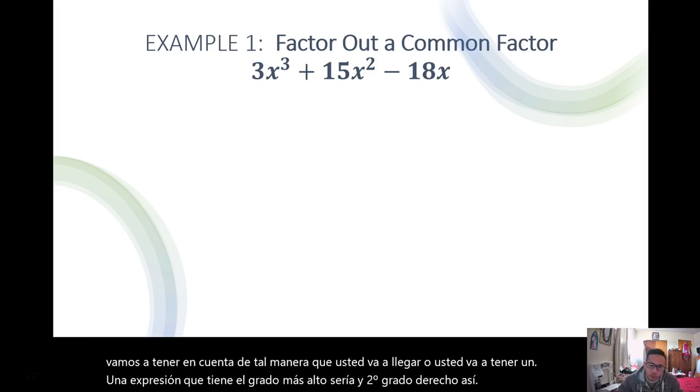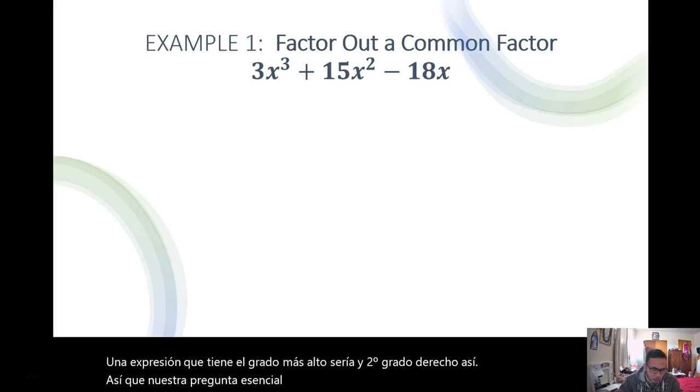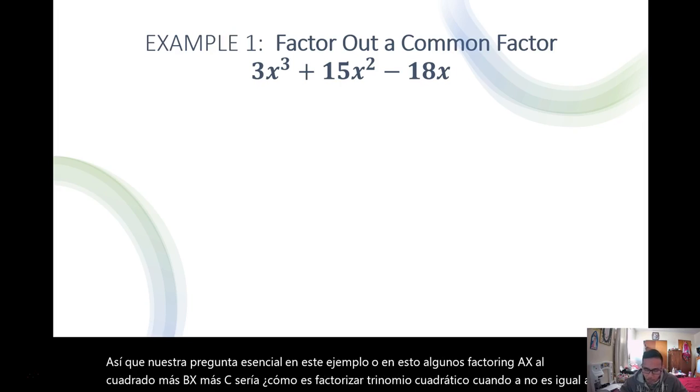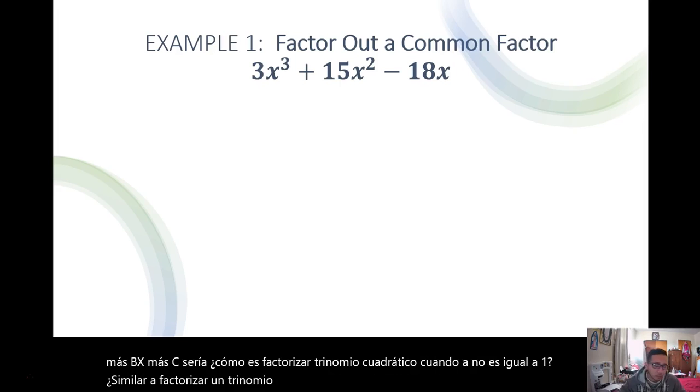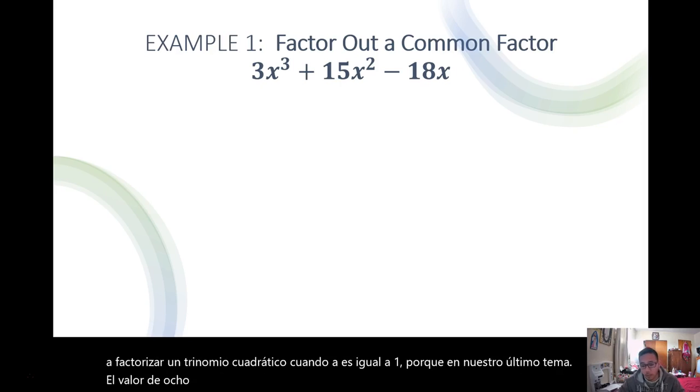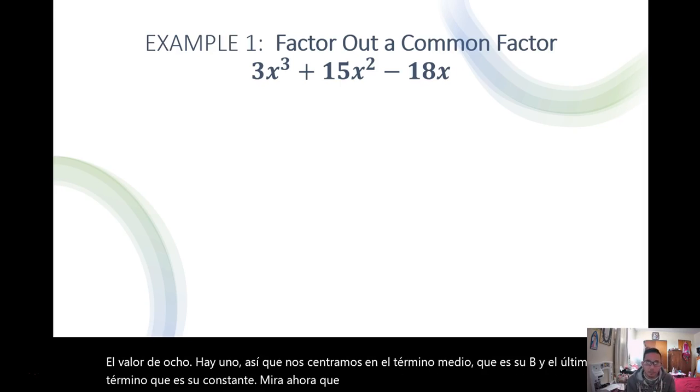Our essential question in factoring ax squared plus bx plus c would be: how is factoring a quadratic trinomial when a is not equal to 1 similar to factoring a quadratic trinomial when a is equal to 1? Because in our last topic, the value of a there is 1, so we just focus on the middle term, which is b, and the last term, which is the constant c. Now we are going to use the same way of doing it.